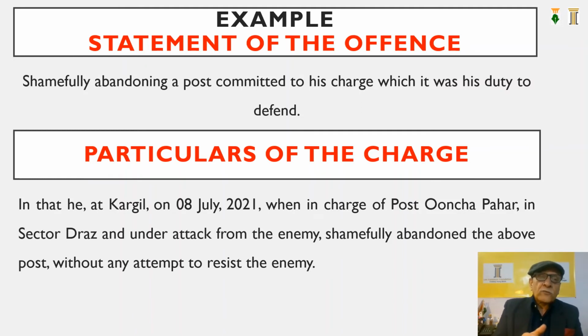Care is to be taken that particulars of charge must support the statement of offense. Just to illustrate, you can't say somebody has done theft and then ask how has he done. In particulars, you talk about outraging modesty. Now, outraging modesty is not theft. So the particulars of the charge must make out where the theft was committed, with regard to whom it was, whose property, what was the value, etc.